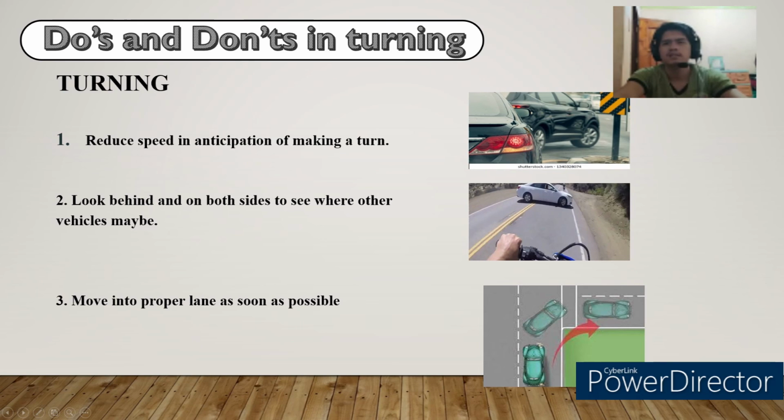So as you can see in the picture, we must always position ourselves. For example, in this picture, the driver will go to the right. He or she must position the vehicle on the right side earlier so that the turn will be smooth and he will not obstruct the right side of the road.